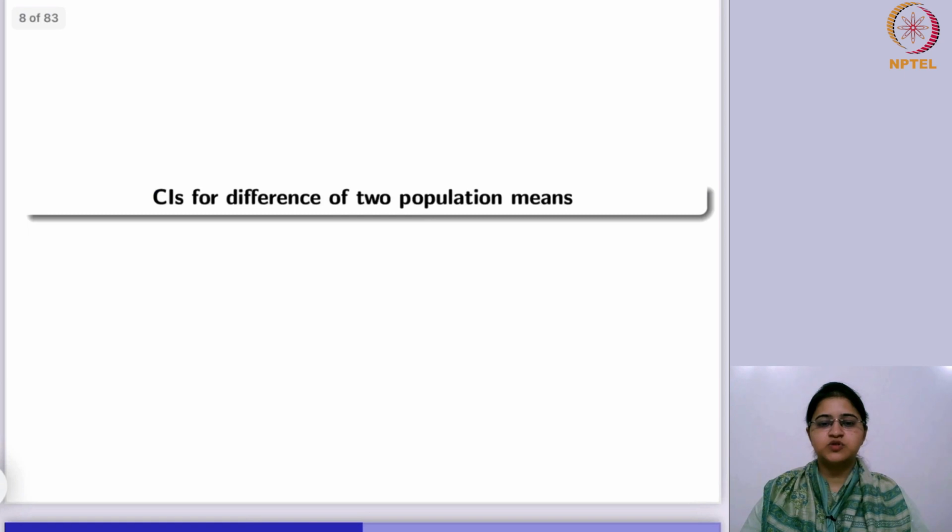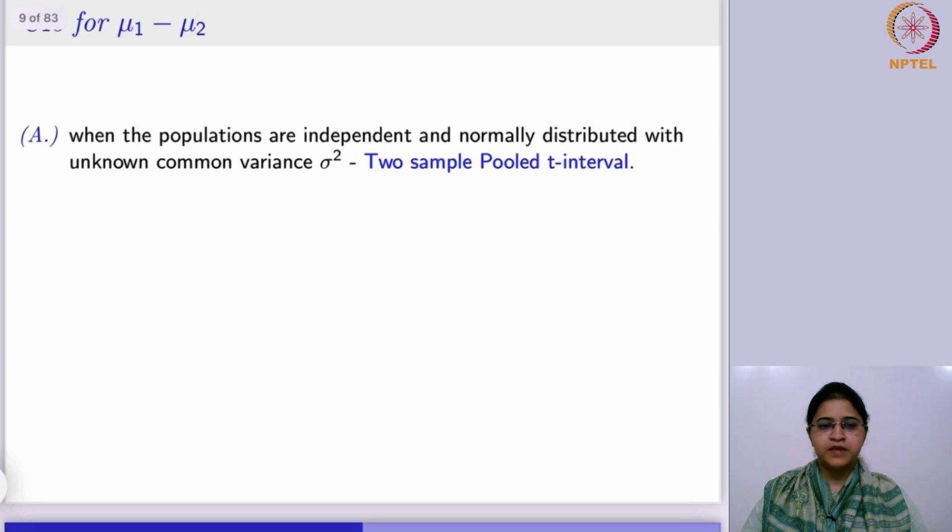So let us start with the first one, confidence intervals for the difference of two population means. In this category, we are going to talk about three setups. The first one is when the populations are independent and normally distributed with unknown common variance sigma square. So you have two normal populations, independent of each other, with the same variances. In that case, the interval that you calculate is referred to as the two sample pooled T interval.